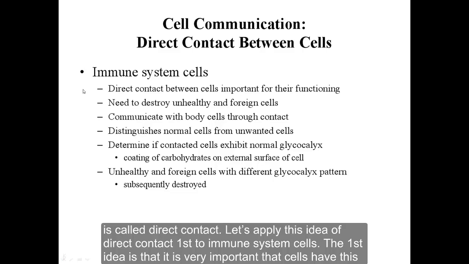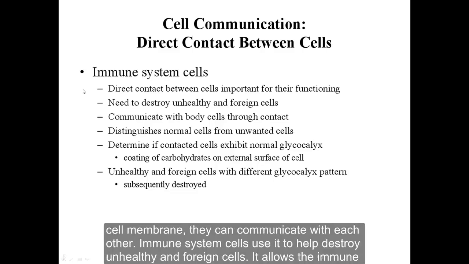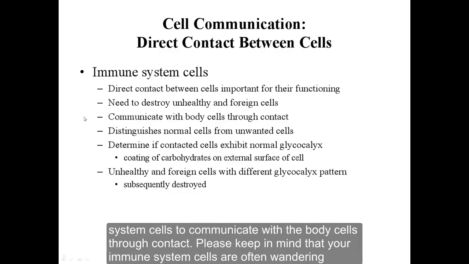The first idea is that it is very important that cells have this type of communication called direct contact, and that is where they actually touch other cells. Because of this touch or this interaction at their cell membrane, they can communicate with each other. Immune system cells use it to help destroy unhealthy and foreign cells. It allows the immune system cells to communicate with the body cells through contact.